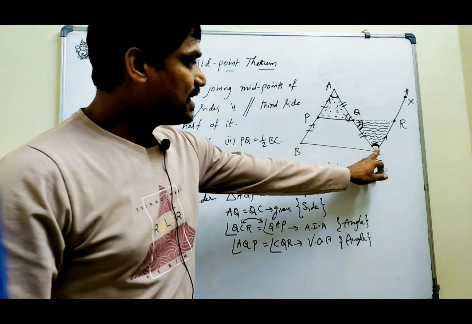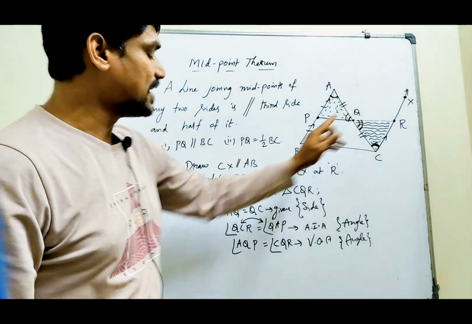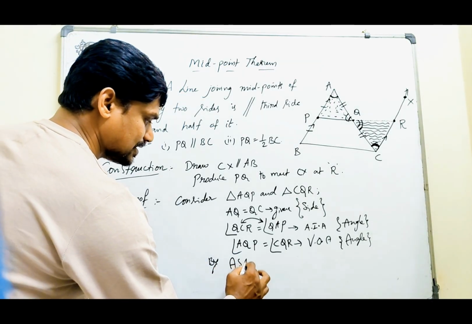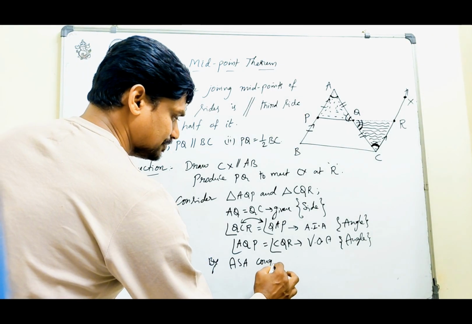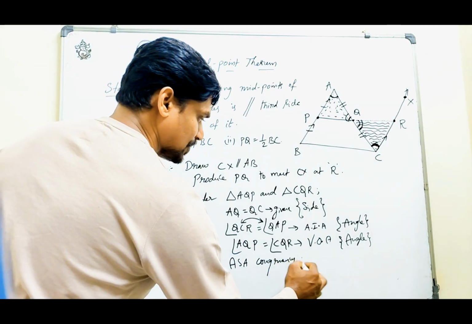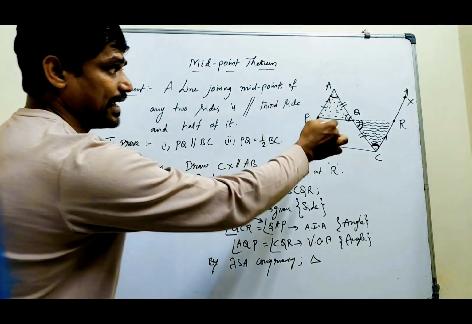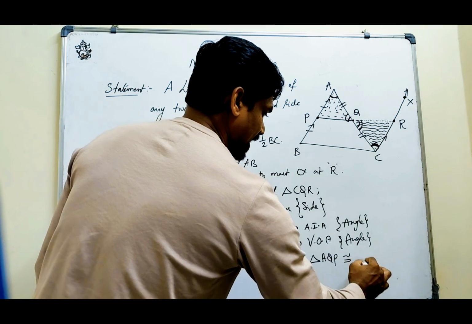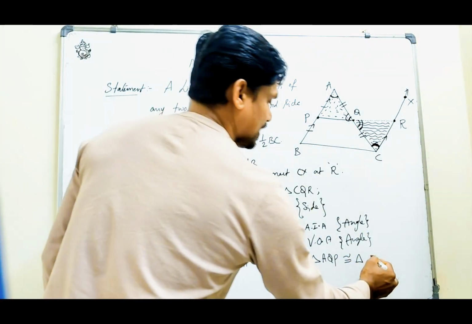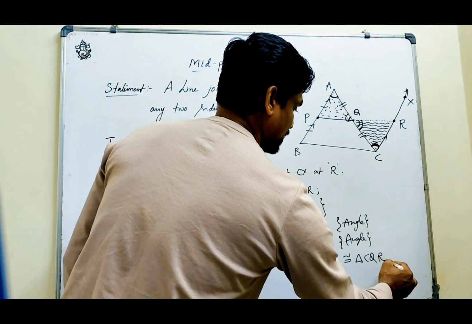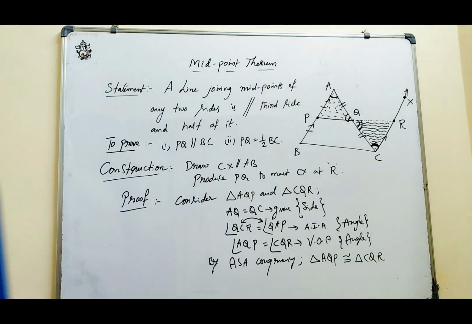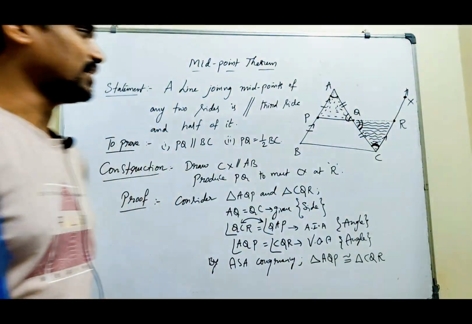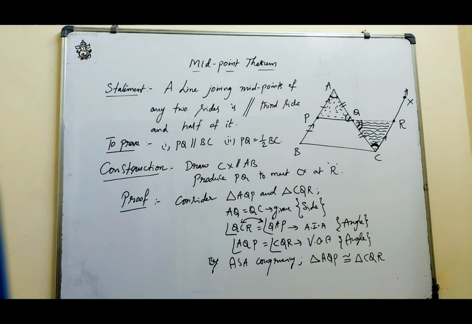Now by ASA congruency, triangle AQP is congruent to triangle CQR, with A to C, Q to Q and P to R. Okay, we got AQP congruent to CQR. This much we have got for now.